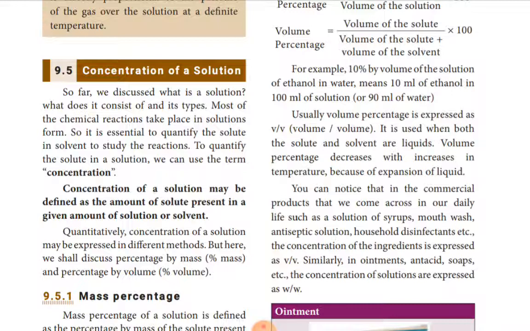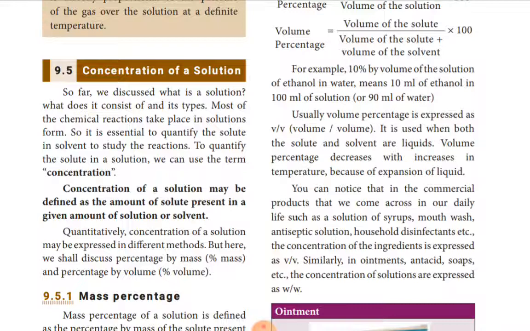Most chemical reactions take place in solution form, the liquid state. So it is essential to quantify the solute in the solvent to study the reaction. To quantify the solute in the solvent, we use the term concentration. So we are going to study concentration. The concentration of a solution may be defined as the amount of solute present in a given amount of solution or solvent.